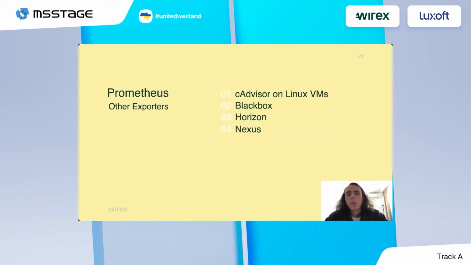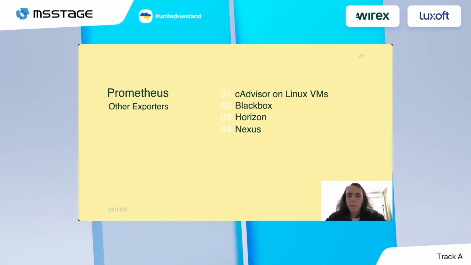Let's take a brief look at other exporters we use. cAdvisor, it's used only on Linux virtual machines. It provides an understanding of the resource usage and performance characteristics of Docker containers on a virtual machine. Blackbox. The Blackbox exporter allows blackbox probing of endpoints over different protocols.